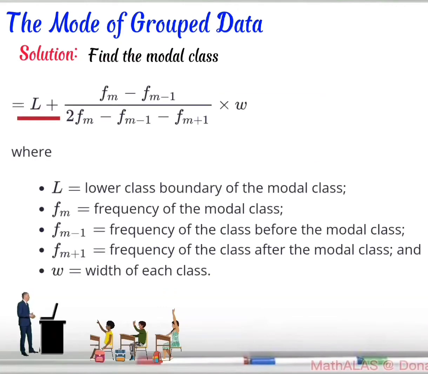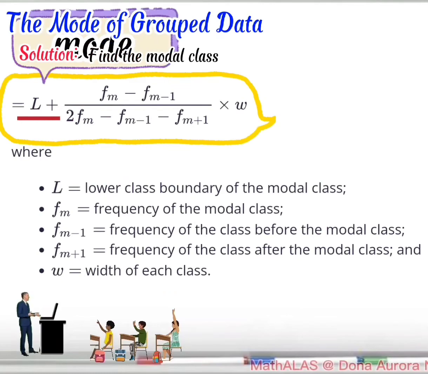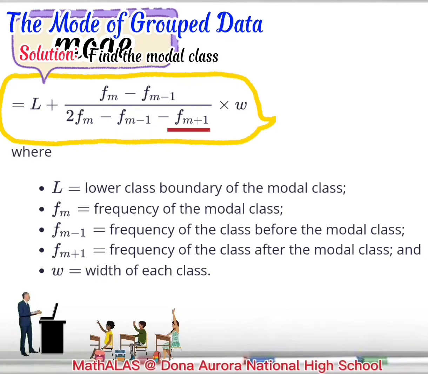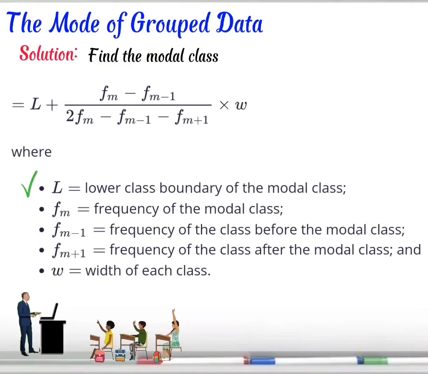Step 2. Use the formula, mode equals L plus F sub m minus F sub m minus 1 all over twice F sub m minus F sub m minus 1 plus F sub m plus 1 times W, where L is the lower class boundary, F sub m is the frequency of the modal class, F sub m minus 1 is the frequency before the modal class, F sub m plus 1 is the frequency after the modal class, and W is the width of each class.